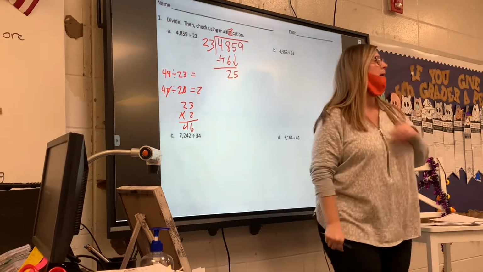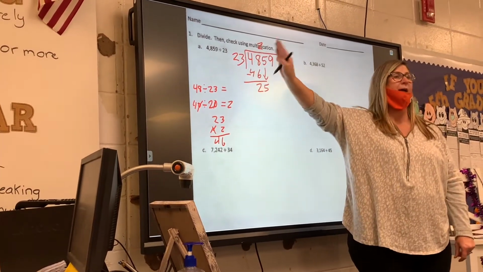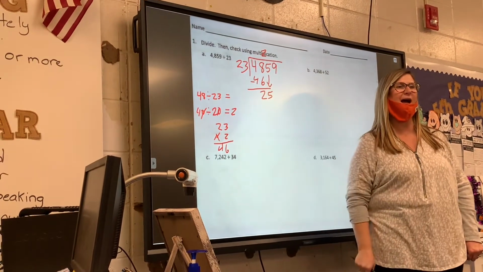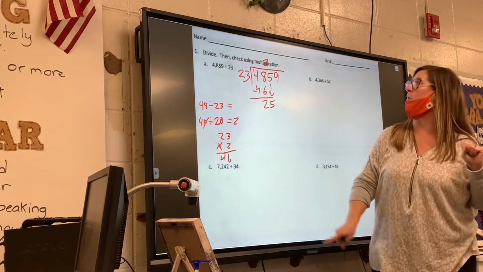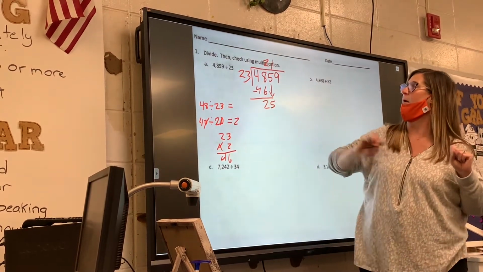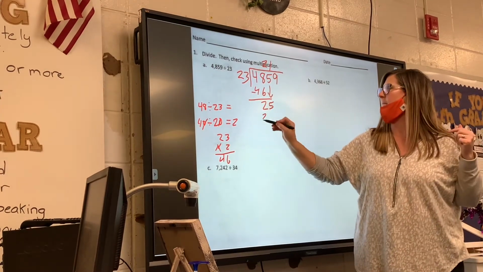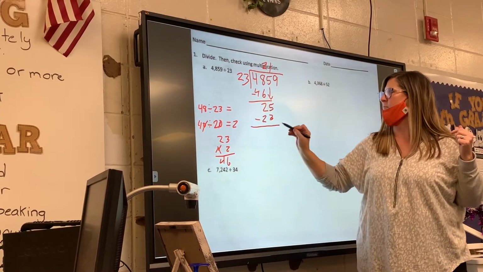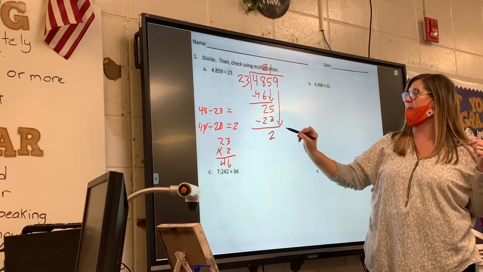Okay, now, what's my new division problem? 25 divided by 23. How many 23s are in 25? 1, because I know 2 23s is 46. So I'm going to put my 1 right there. What is 1 times 23? 23. Subtract. 2. And bring down the last digit.